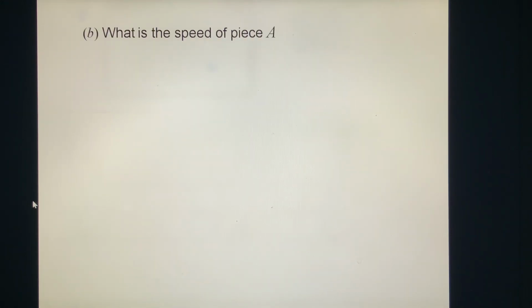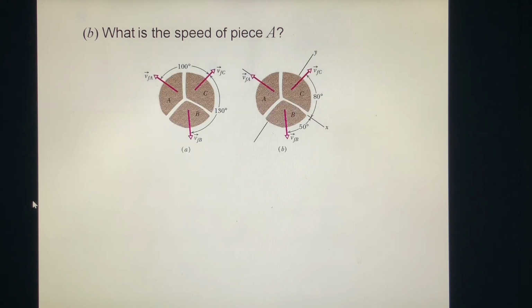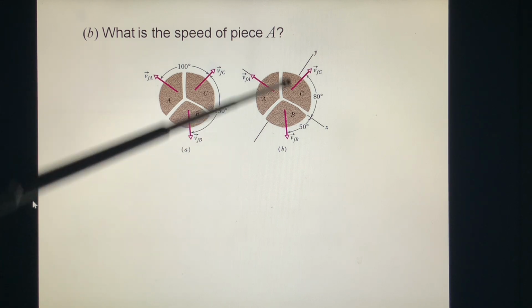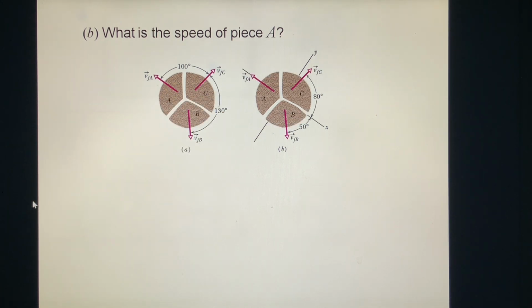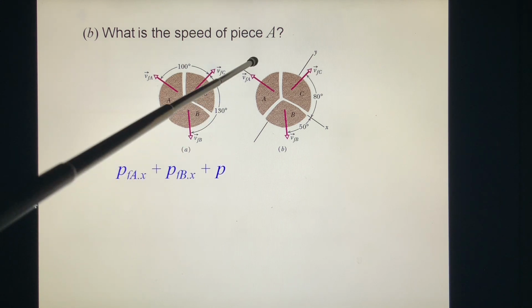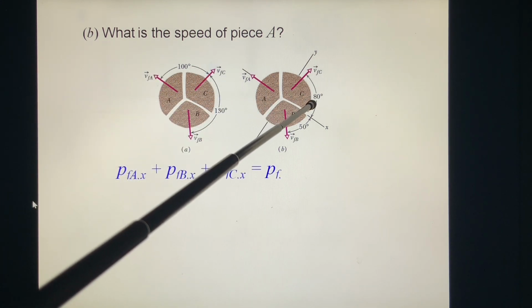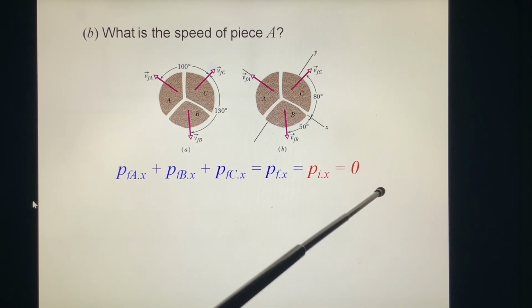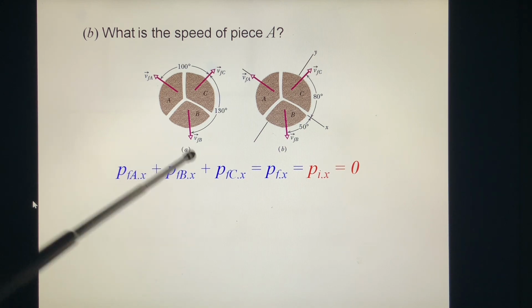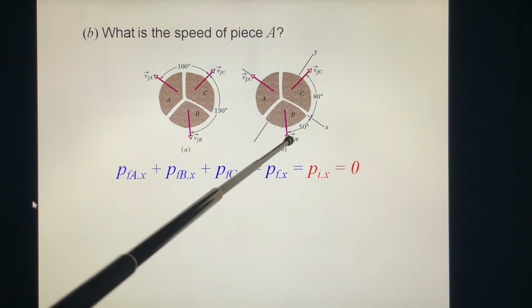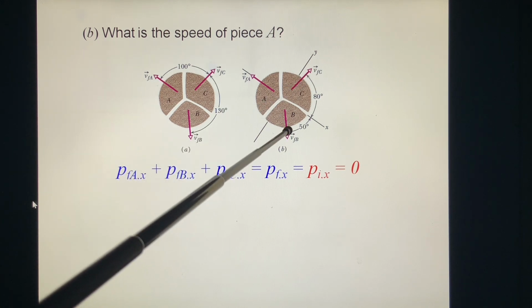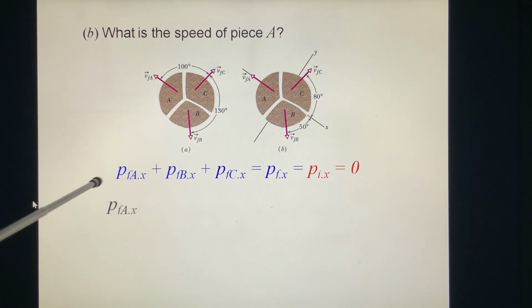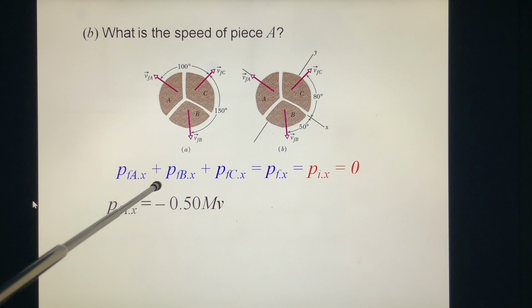Question B: what is the speed of piece A? This is final. We have piece C and piece B, so it's very easy to find piece A, because piece A is only along the x direction. But the three put together equal to 0, the original. And then we know both speeds, VC and VB.